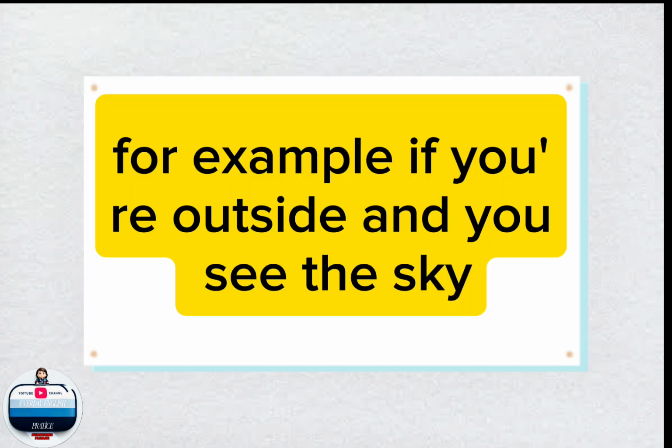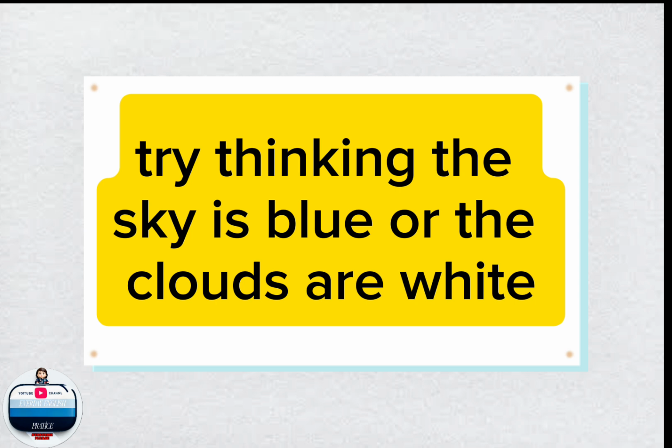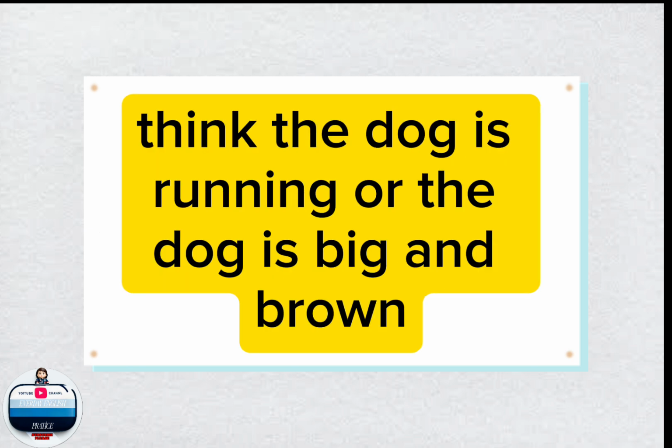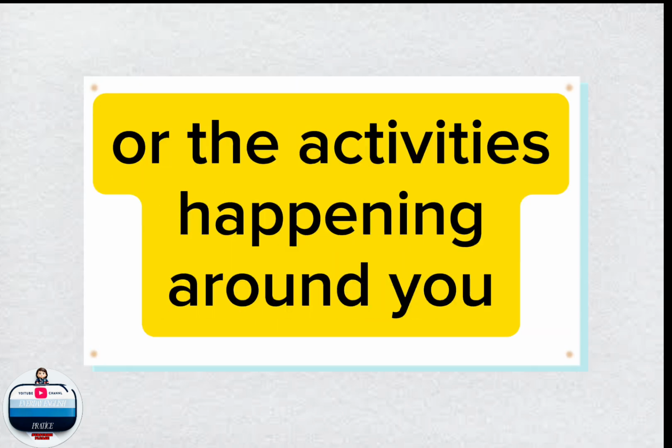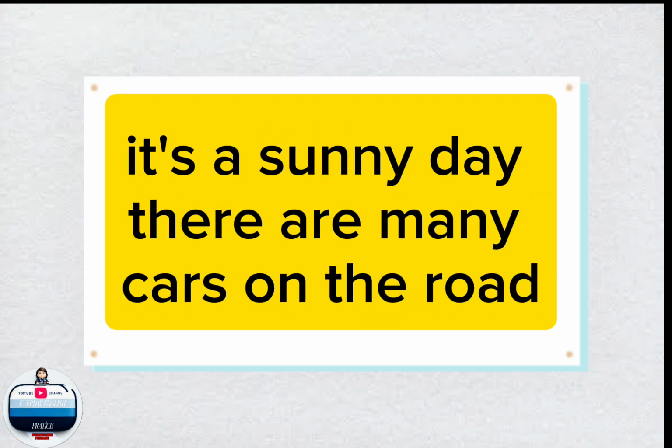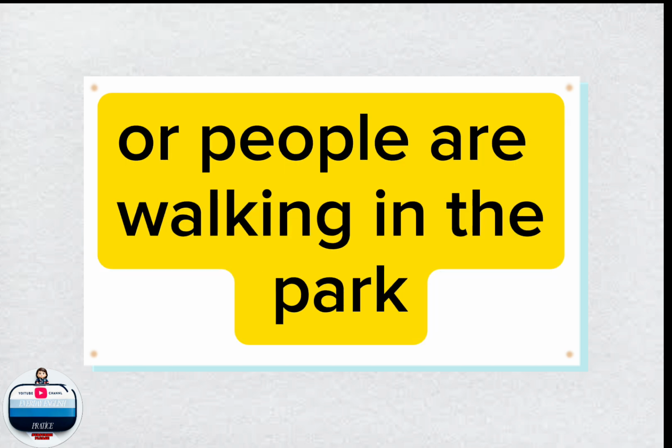For example, if you're outside and you see the sky, try thinking, the sky is blue, or the clouds are white. If you see a dog, think, the dog is running, or the dog is big and brown. You can even try describing the weather or the activities happening around you. It's a sunny day, there are many cars on the road, or people are walking in the park.